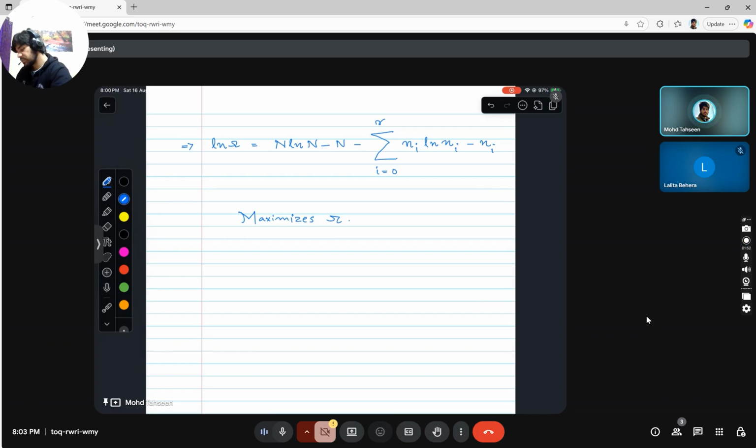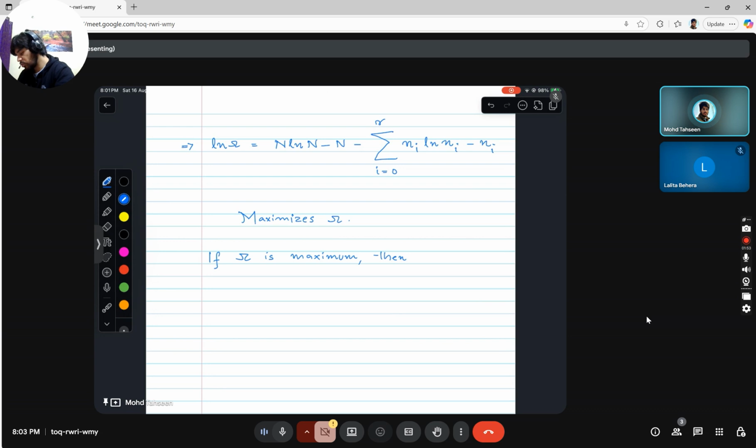So if omega is maximum, right, if omega is maximum, then what happens? Then the derivative is 0, right? Because at the point of maximum or minimum, the derivative goes to 0.